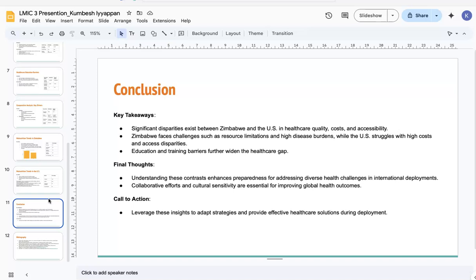This presentation helps us understand how this contrast enhances preparedness for addressing diverse health issues in international deployments. Collaborative efforts and cultural sensitivity are very essential for improving global health outcomes in low-income countries.